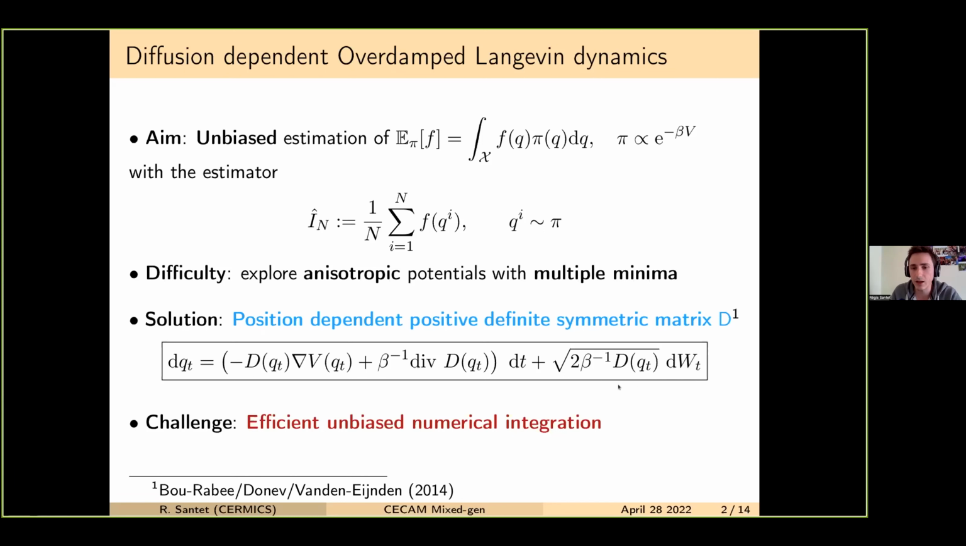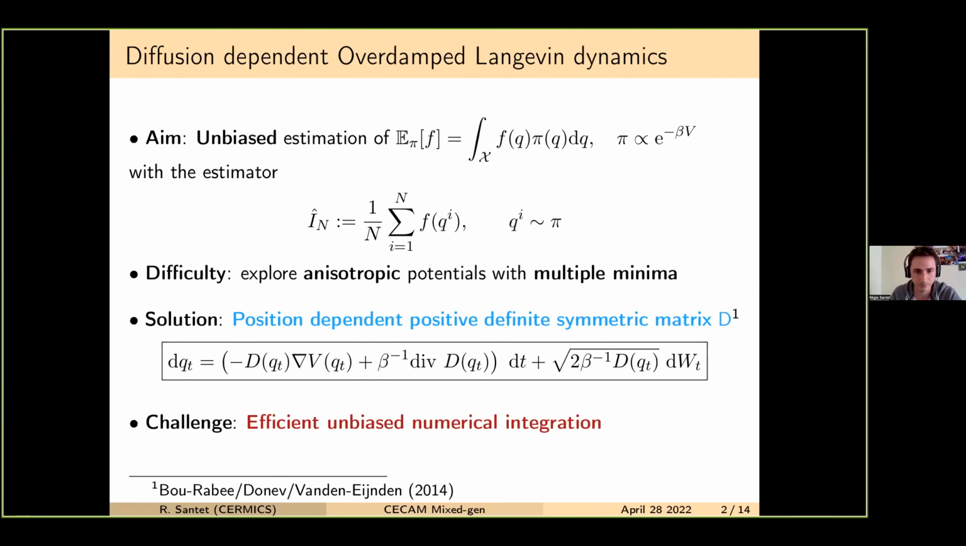So really what I have is a multiplicative noise in front of the Brownian motion. And because of this multiplicative noise, I have to adapt a bit my drift term. So I have to put some D here and also another term here, so that in the end, my process still has pi as its invariant measure. So still the Boltzmann-Gibbs measure. And so now the real challenge that I have this overdamped Langevin dynamics, and I want to implement an efficient, unbiased numerical integration.